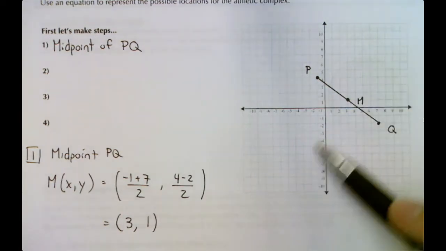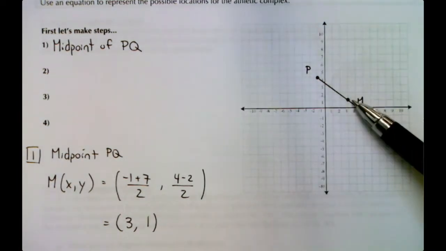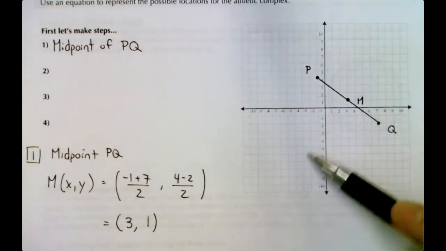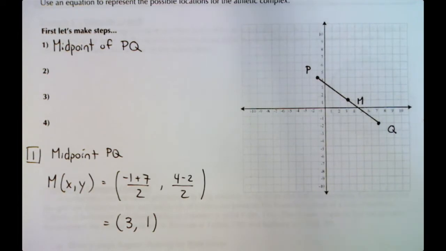Well, if we want the equation of this line, all we know right now is a point on the line. We only know (3, 1). We don't know anything about the slope or the y-intercept. We could graph it, and that could help us come up with a slope and a y-intercept, but it might be wrong because we don't know how to graph a perfect right angle.